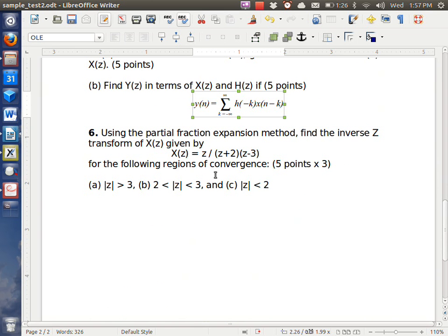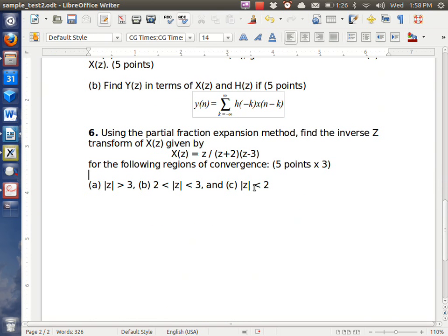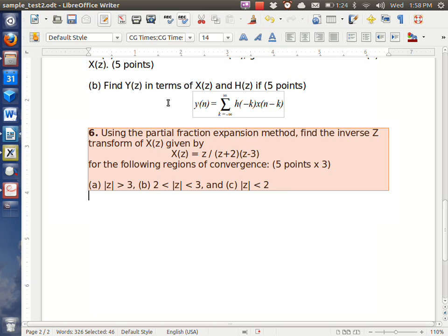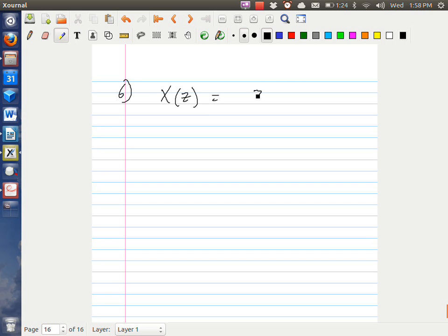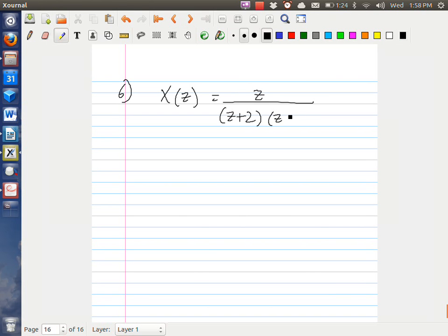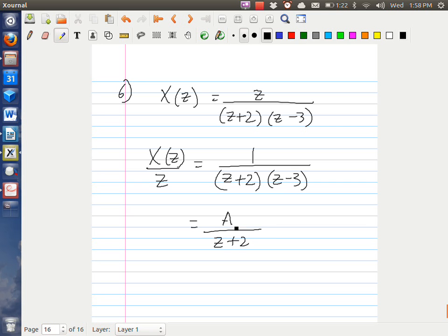Then this is straight from the homework, and I think we already did this exact same problem in class. It's just using partial fractions to find the inverse Z transform. So the very first thing that we do is we write it as X of z over z, 1 over z plus 2 times z minus 3, and then we work on splitting this into partial fractions. So we try to write this as A over z plus 2 plus B over z minus 3.